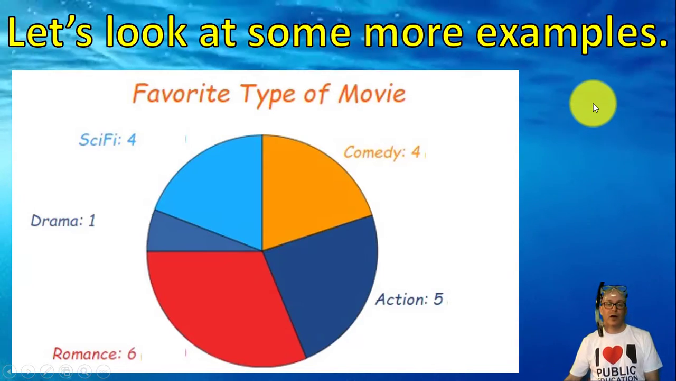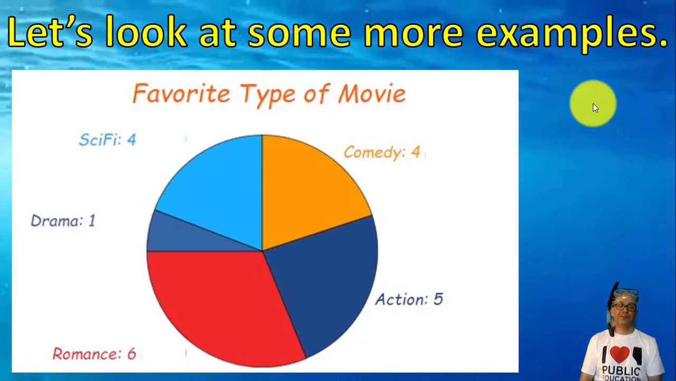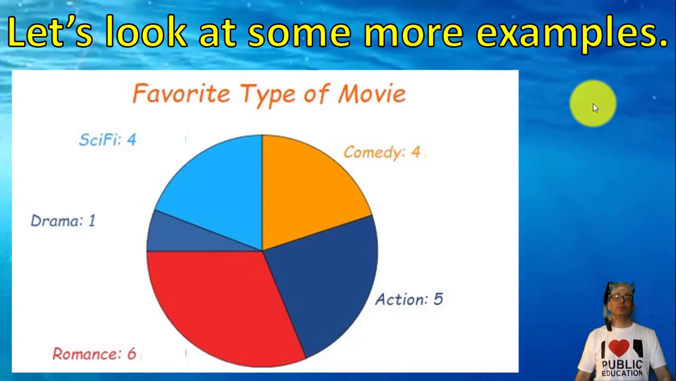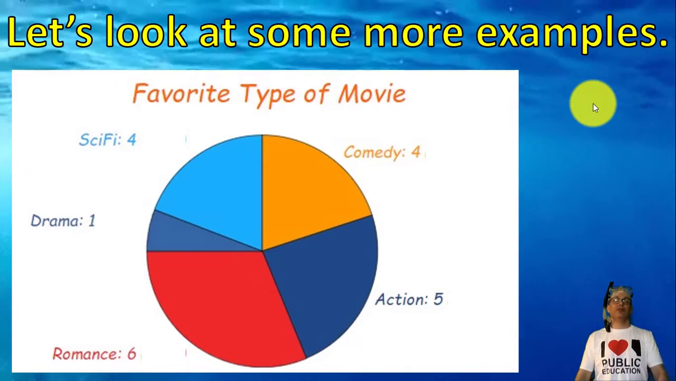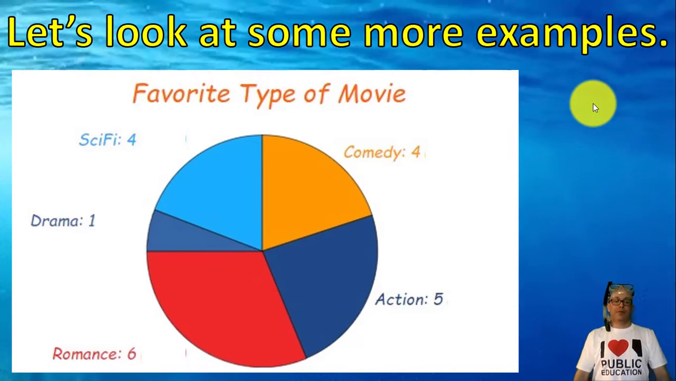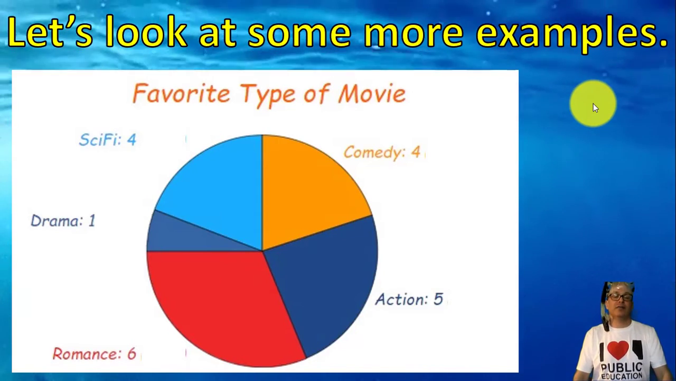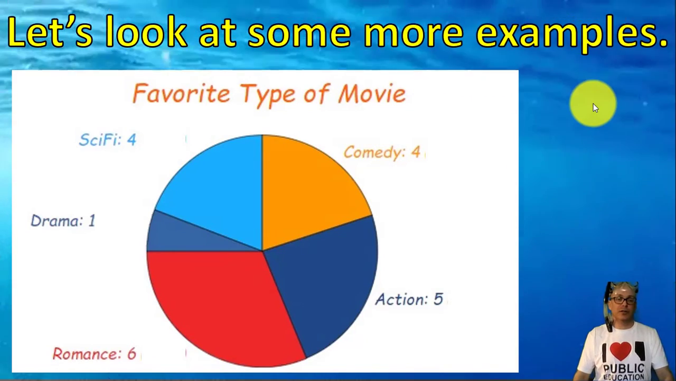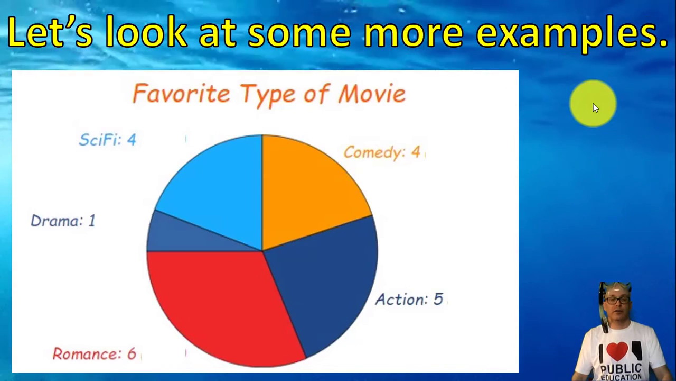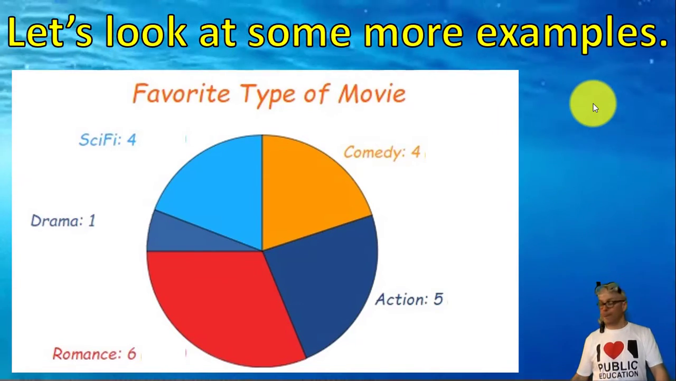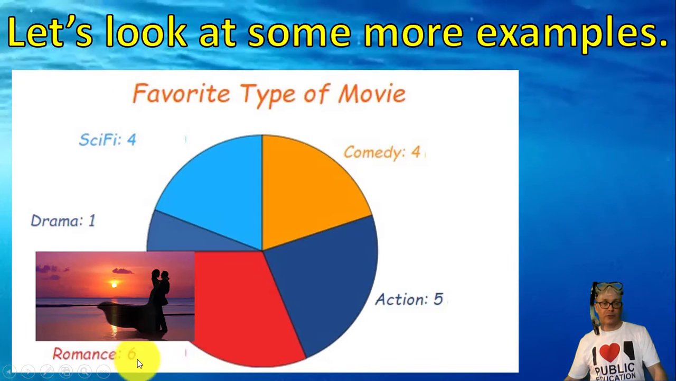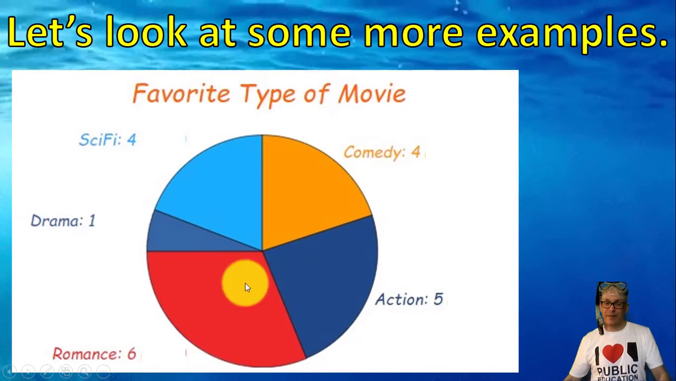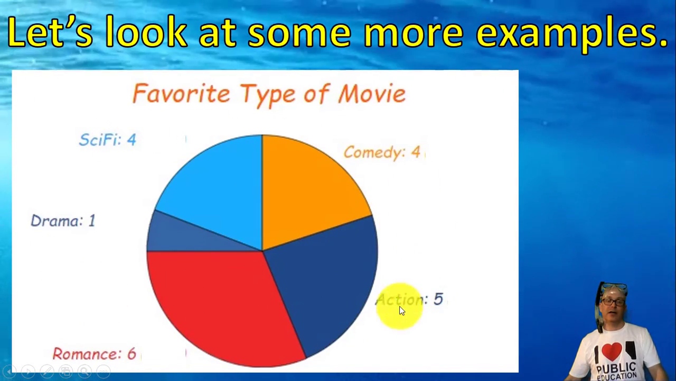What's the title of this pie chart? Yeah, this is about kinds of movies. What is the most favorite type of movie? What kind of movie do more people who responded to this survey like than any other movie? Yeah, romance, because romance got 6 answers. Which is the least favorite kind of movie?